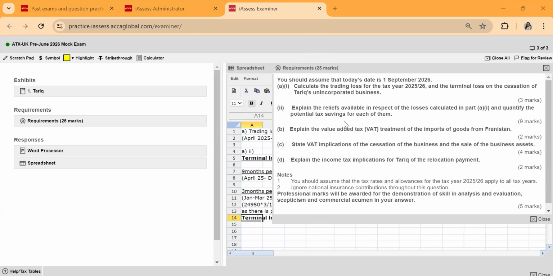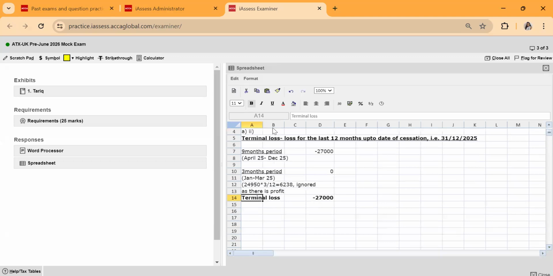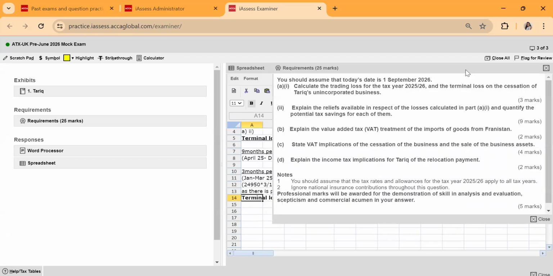Now, explain the reliefs which are available in respect of the losses that you have calculated in A1 and quantify the potential tax savings for each of them. So in A1 that we have calculated, what is the relief available in respect of these losses, and quantify the potential tax savings also. So the first available option is current year relief, where we can adjust it against other income also. Do we have that?